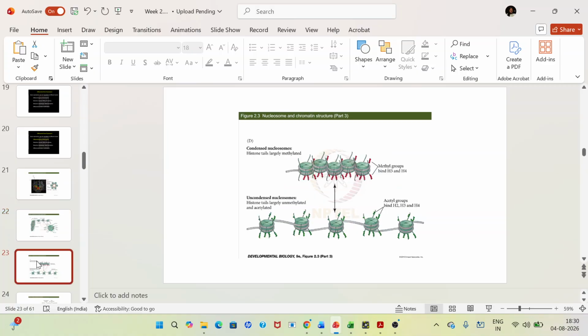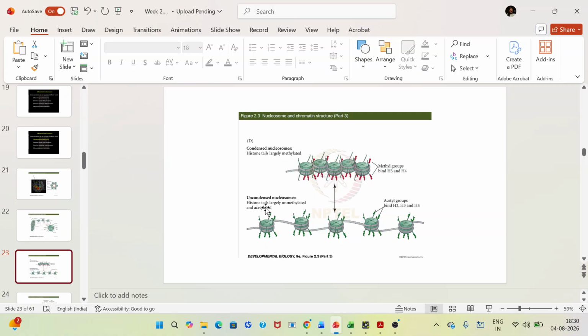Okay? So these are the different kinds of arrangement, different kinds of condensations that occur. So methyl groups get attached to the H3 and H4 histones. This is something you should know, that methyl groups get attached to H3 and H4 histones, which leads to the condensation of these nucleosomes, which leads to the condensation of this whole arrangement.